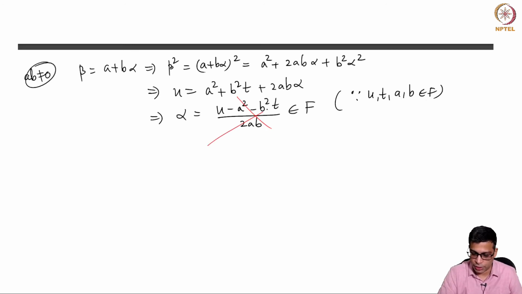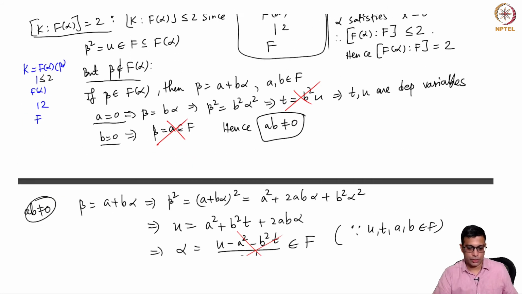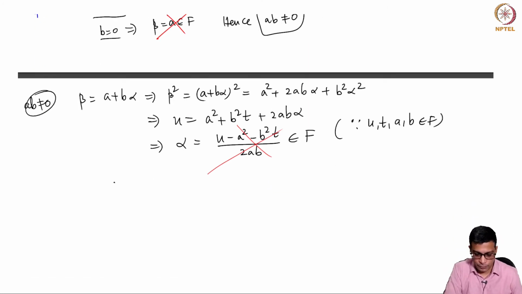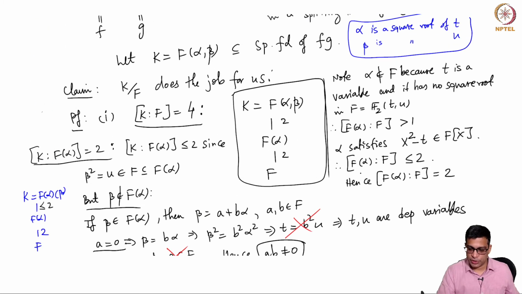So since u, t, a, b are in F, this is not possible. Again, this is a contradiction: alpha is not in F. Hence beta is not in F(alpha). So [K : F(alpha)] is 2, so I am justified in putting a 2 here. That means this is also 2.